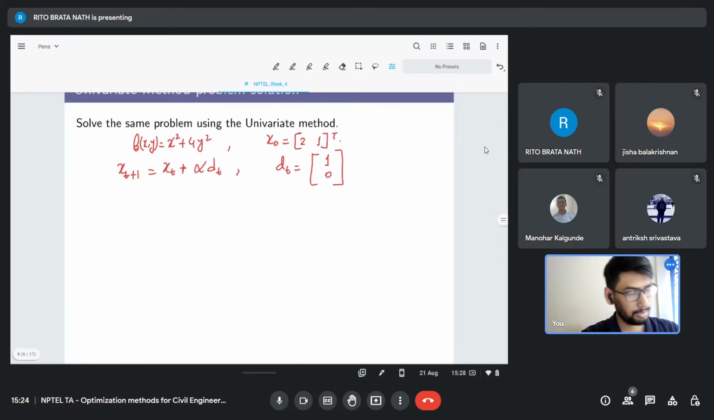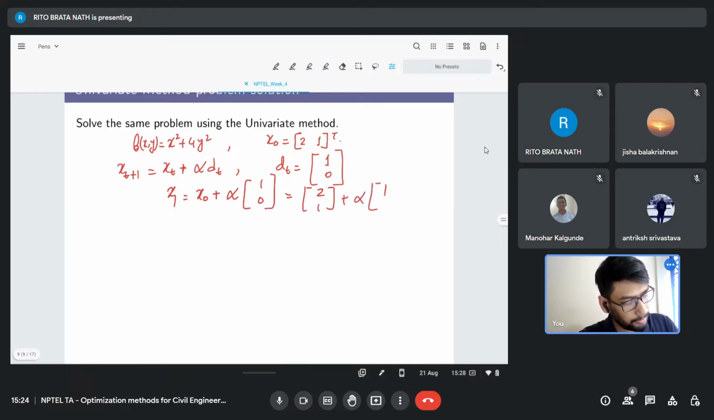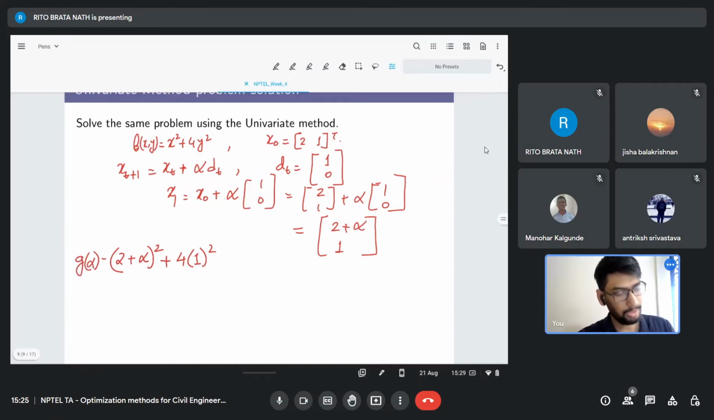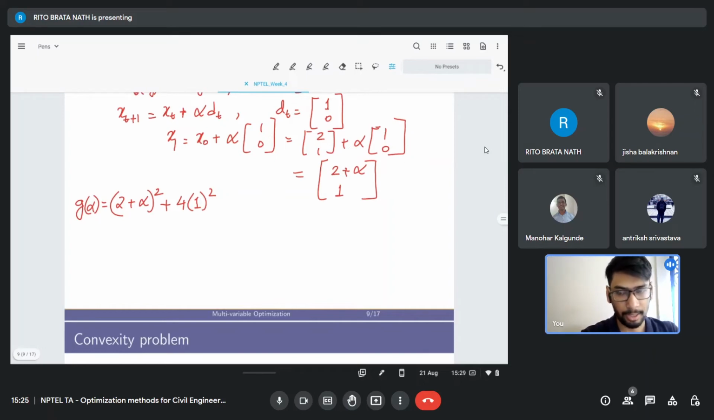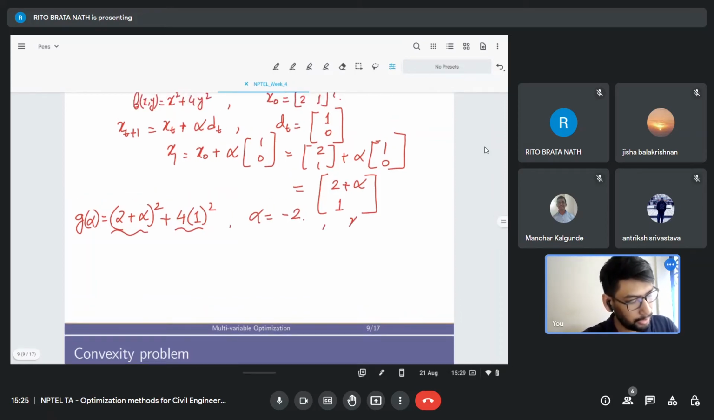Let's see how we can do this. My x naught is given, so I can have x1 equals x naught plus alpha times 1, 0. Your x naught is 2, 1, so this is 2 plus alpha, and this will be 1. Now you can plug this value back into the function, and you get (2 plus alpha) squared plus 4y squared. If you minimize this function g of alpha, you can guess that it's a summation of two terms, and the second term is constant, so if the first term goes to 0, you minimize the function. So you can put alpha equals minus 2, and if you put that, your update x1 will be 0, 1.